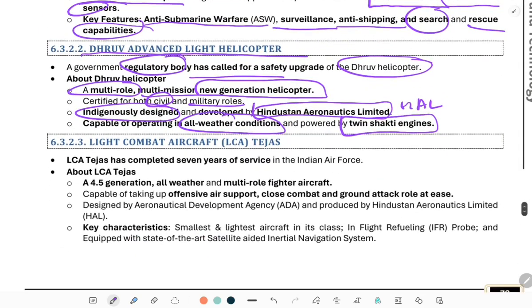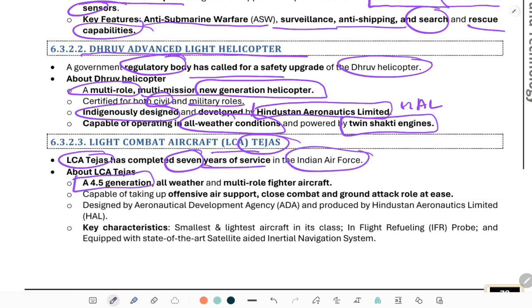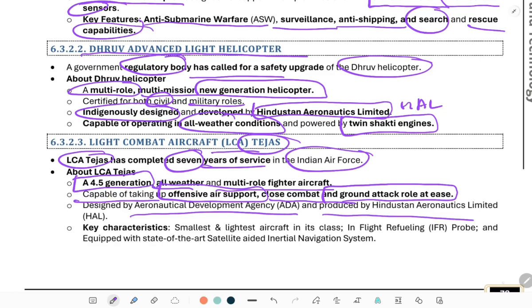Next, Light Combat Aircraft, LCA Tejas. LCA Tejas has completed 7 years of service in the Indian Air Force. It is a 4.5 generation all-weather and multi-role fighter aircraft, capable of offensive air support, close combat and ground attack roles with ease. It is designed by the Aeronautical Development Agency and produced by Hindustan Aeronautics Limited.